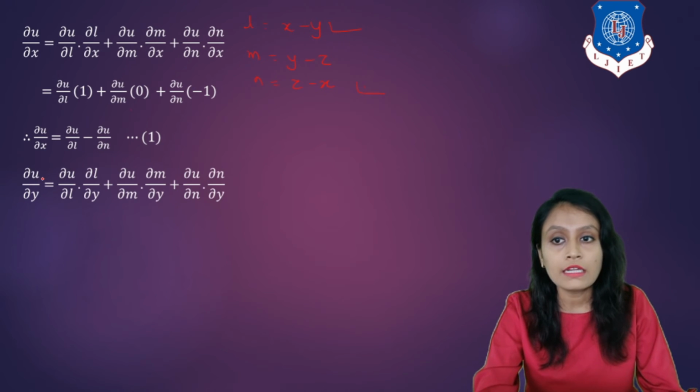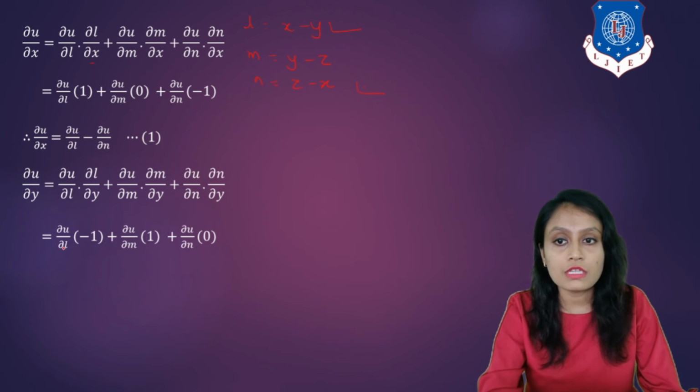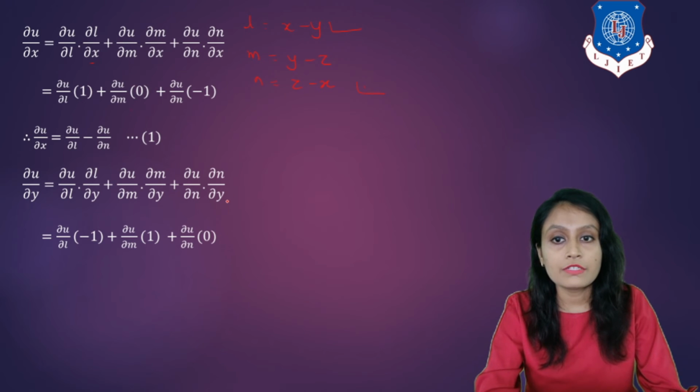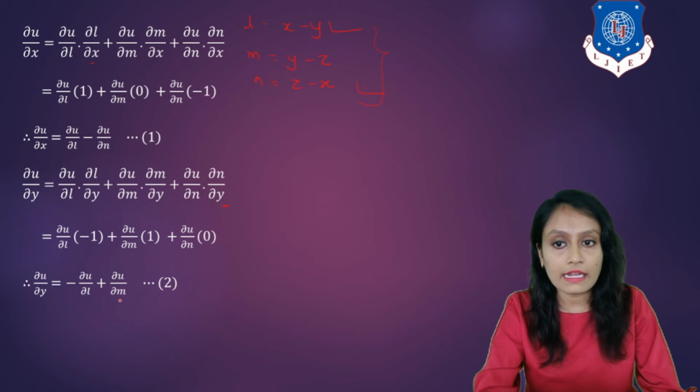Next we will find del u by del y. Okay, so here just a minor change in this formula. Here in place of x, here we have y. Okay, so now we have to take derivative with respect to y. So just take the derivative, this del u by del l, del u by del m, and del u by del n as it is, and the derivatives are written here, that is minus 1, 1, and 1, which we have taken with respect to y from these 3. Okay, next simplify this, so you will get del u by del y equals to minus del u by del l plus del u by del n.